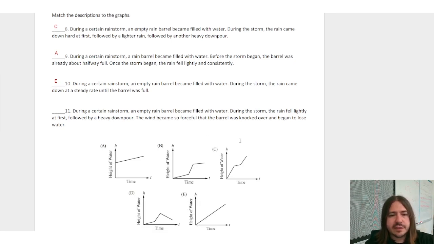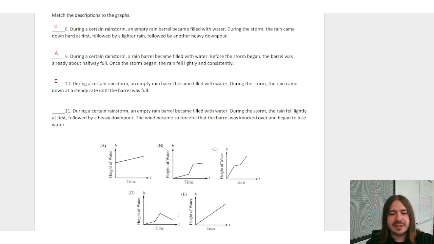And the last one says an empty rain barrel became filled with water. During the storm, the rain fell lightly at first, so we're expecting a slower rate of change, followed by a heavy downpour, so the rate of change should increase, followed by wind. The wind became so forceful that the barrel was knocked over and began to lose water. This is the only scenario where we should expect the height to go down because the barrel got knocked over. The height of water should decrease.